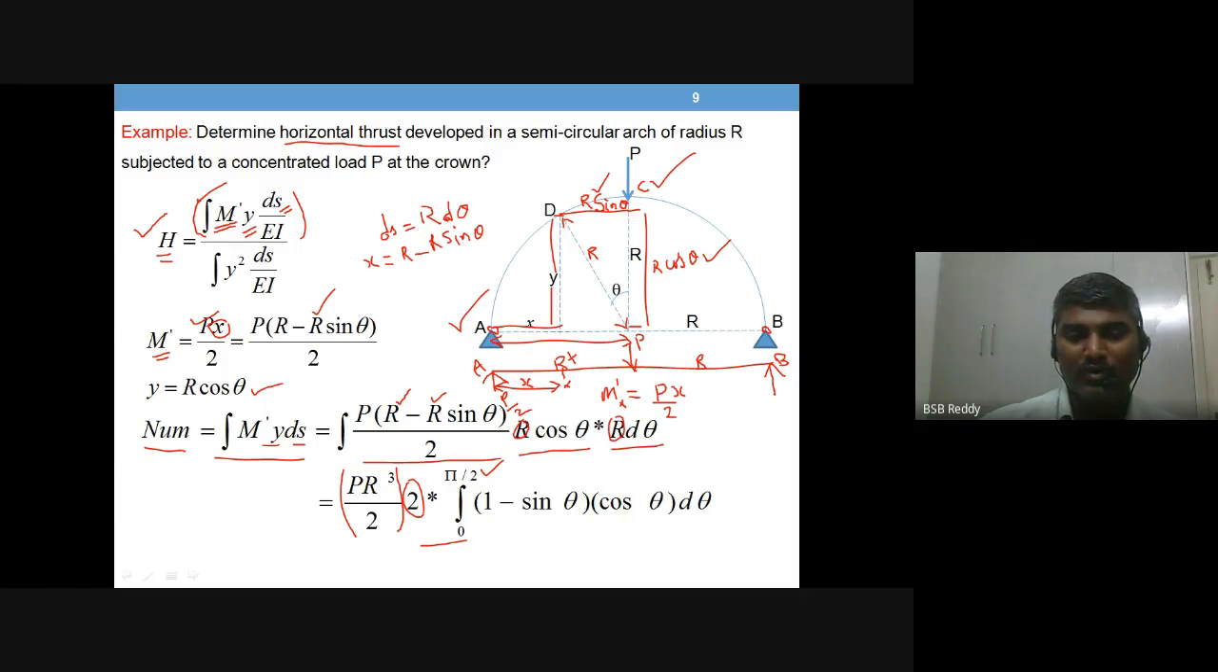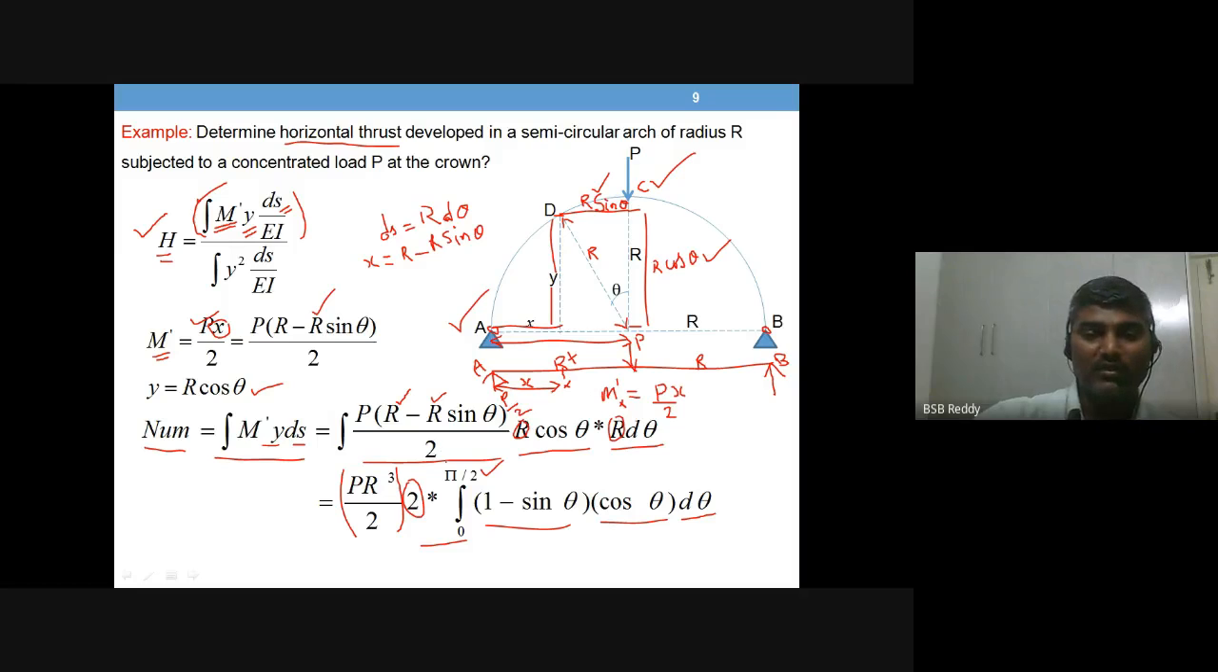When you are able to write like this, you must check for symmetry. Then only it is possible. If there is no symmetry, you can't write like this. You have to completely integrate from minus pi by 2 to pi by 2 compulsorily, right? So it is because of symmetry that we are able to write the integration splitting it into 2, right? So 2 times 0 to pi by 2. Then what is remaining inside? Then 1 minus sine theta is there, cos theta is there, and d theta is there.